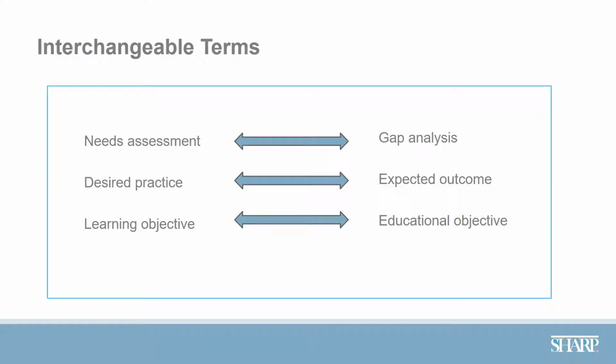Before we get started, there are some interchangeable terms that you need to know about. One, some people say learning objective, while others say educational objective. They're both the same and can be used interchangeably. Desired practice and expected outcome are also the same. In a situation where you're talking about how you would like physicians or other clinicians to perform, saying that you would like the expected outcome to be physicians should be better at task A is the same thing as saying that the desired outcome is that physicians should be better at task A.